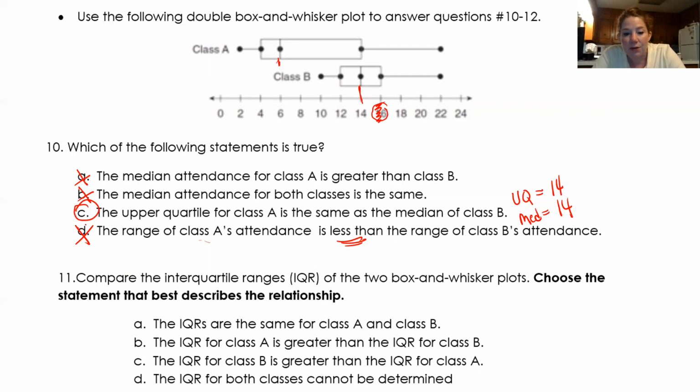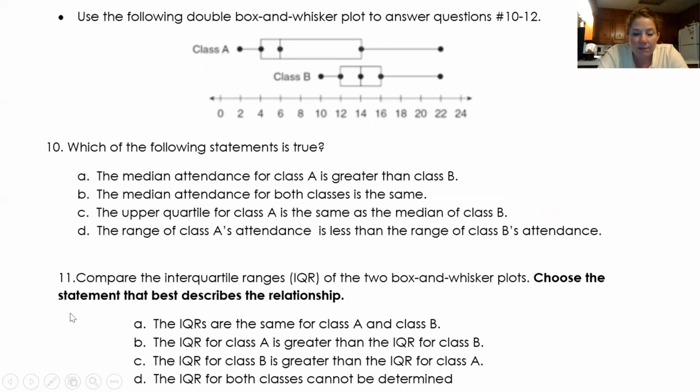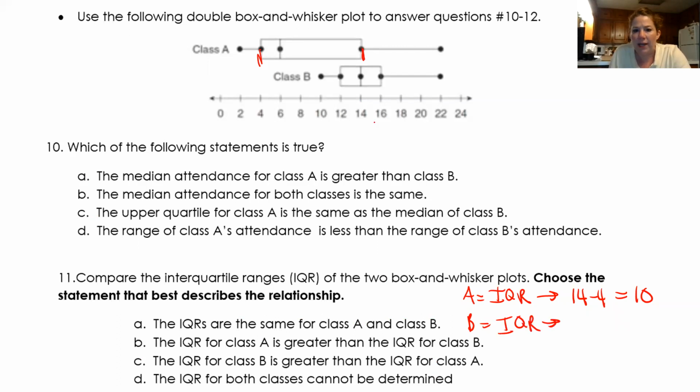Number 11, compare the interquartile ranges of the two box and whisker plots. So let me get rid of this stuff. The interquartile range of class A is going to be the upper quartile minus the lower quartile, 14 minus 4. 14 minus 4 is 10. And then for class B, the interquartile range, we have 16 minus 12 is 4.